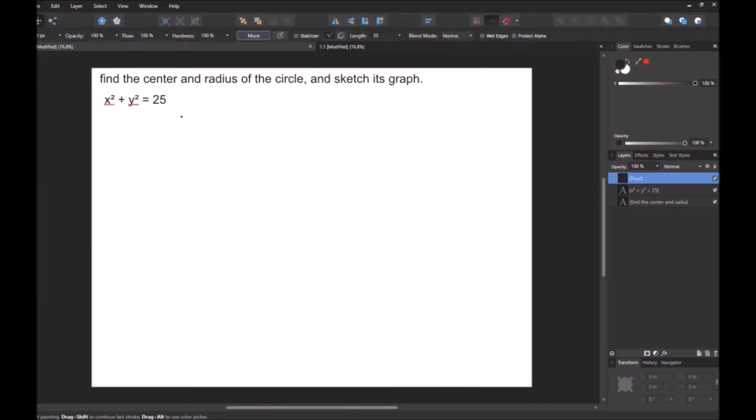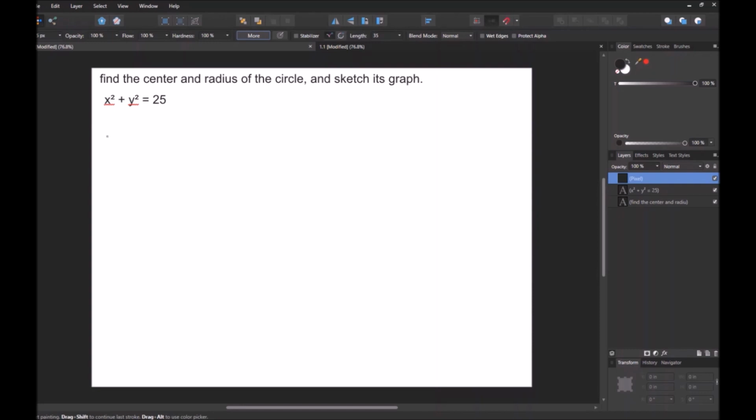Okay, so in this next question we're asked to find the center and the radius of the circle and sketch its graph. And the equation we're given is x squared plus y squared equals 25. So let's find the center first.